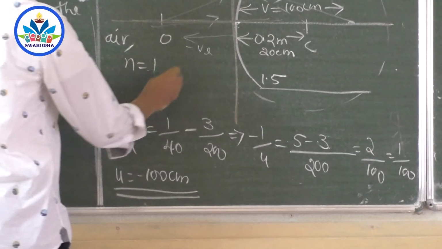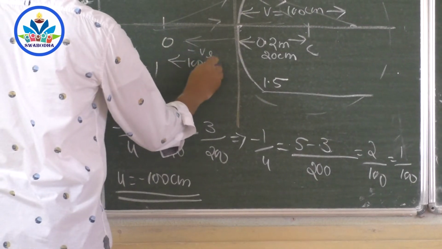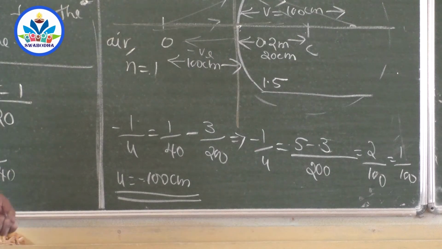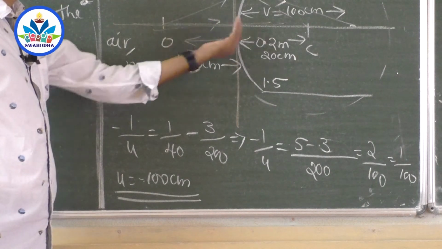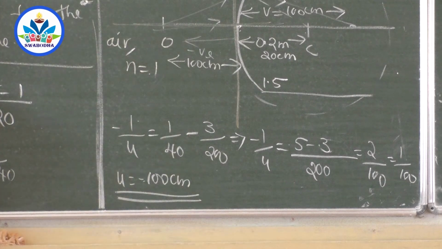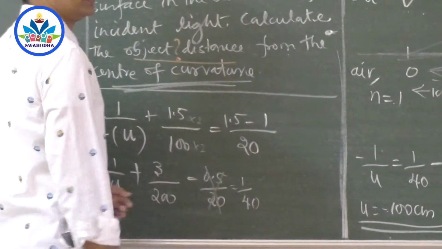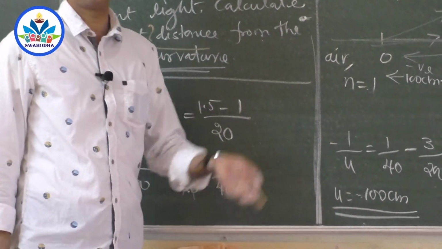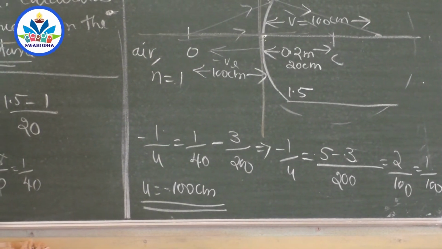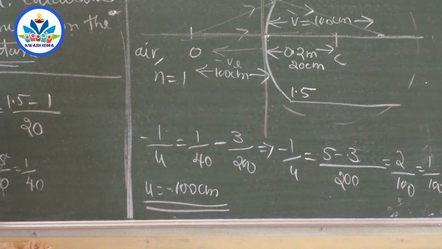That means object is kept at a distance of 100 centimeter from the surface, which is negative, on this side, in air. We got the correct answer. But their question is, calculate the object distance from the center of curvature. So every time in the examination, after completing the problem, underline the answer and check, go back to the problem, see whether you have answered their question or not.